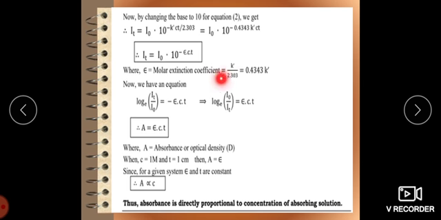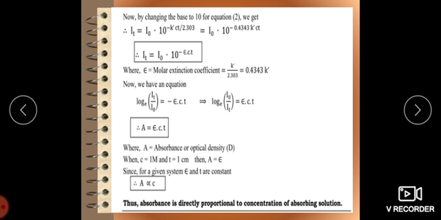Therefore, as we know, log of I0 upon I to the base e is nothing but the epsilon, sorry, absorbance. Absorbance is equal to epsilon c t, where A is the absorbance. When C is equal to 1 molar, concentration is 1 molar, and thickness is 1 centimeter, then we can write A is equal to epsilon. Absorbance is equal to extinction coefficient.